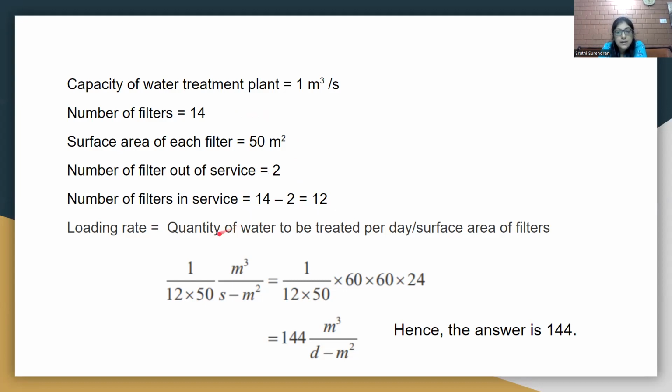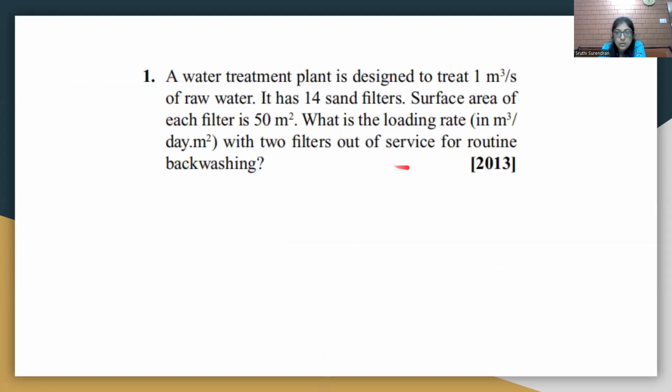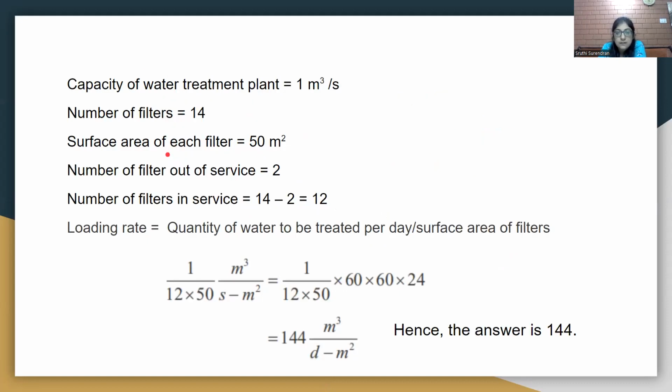Now the loading rate is computed by dividing the quantity of water that is to be treated per day by the surface area. In the question it has been asked what the loading rate is in meter cube per meter square day. So if you divide the volume of water that requires to be treated per day by the area of the filters, we will get the surface loading rate.